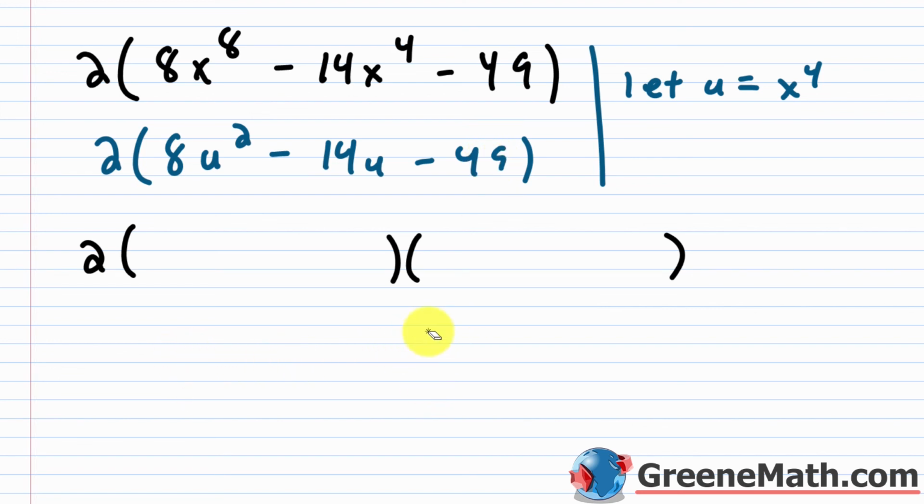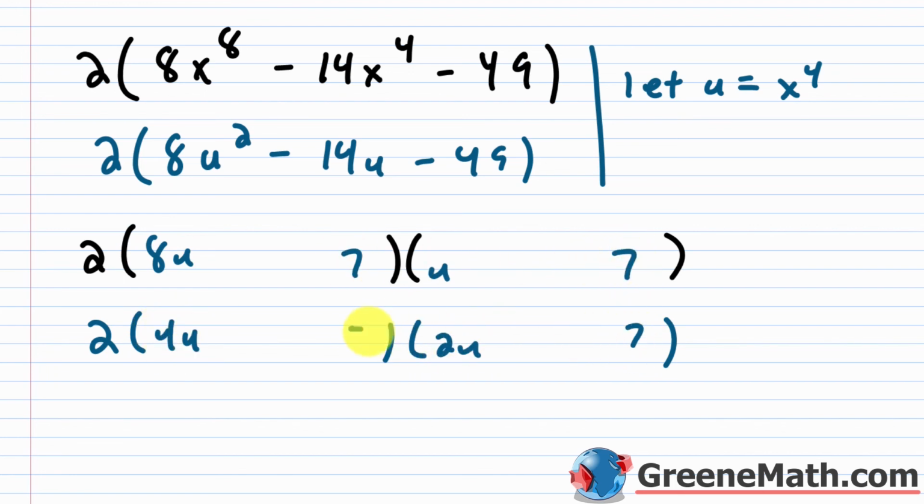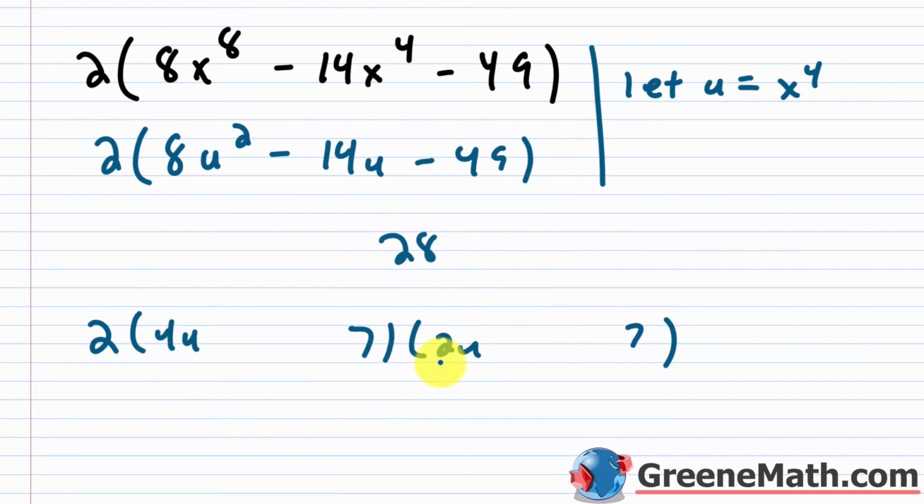Let me get rid of this, and let me write another set of parentheses here. Let's go ahead and put 8u and u. Let's put 4u and 2u. Everything here is going to be a 7, so you don't have to worry about that. This is a subtraction here, or a negative, so I know I'm going to subtract. So 8 times 7 is 56, and 56 minus 7 is 49. So this is immediately out. Then for this one, you would have 4 times 7, which is 28, and you would have 7 times 2, which is 14. 28 minus 14 is 14.